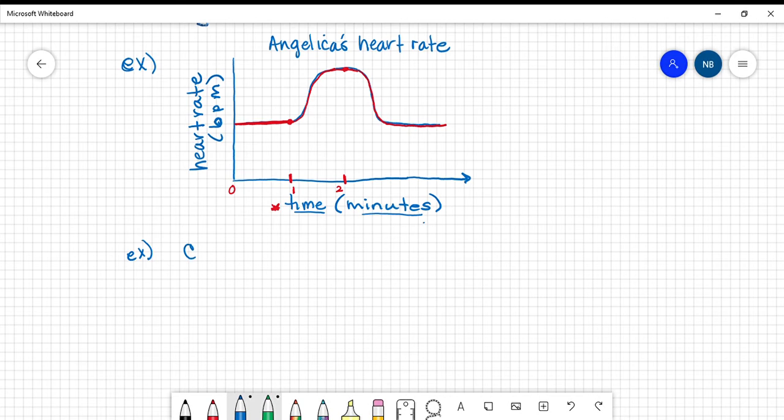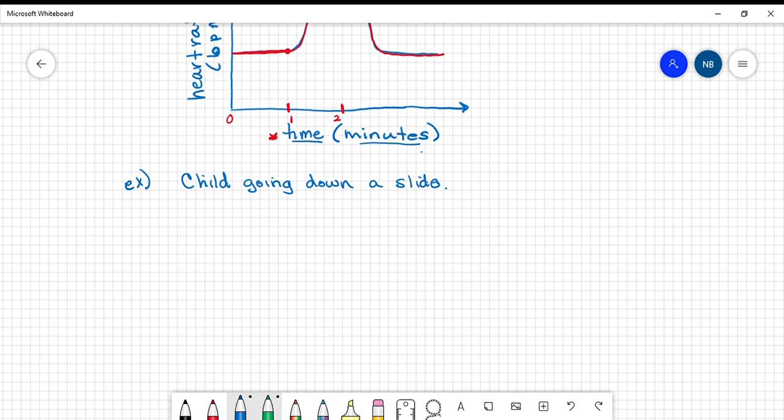This example is a child going down a slide. And I'm going to use this example to emphasize the importance of reading the labels on the sides of the graph. On the one hand, we have a graph with a horizontal axis labeled time and a vertical axis labeled distance from the ground.